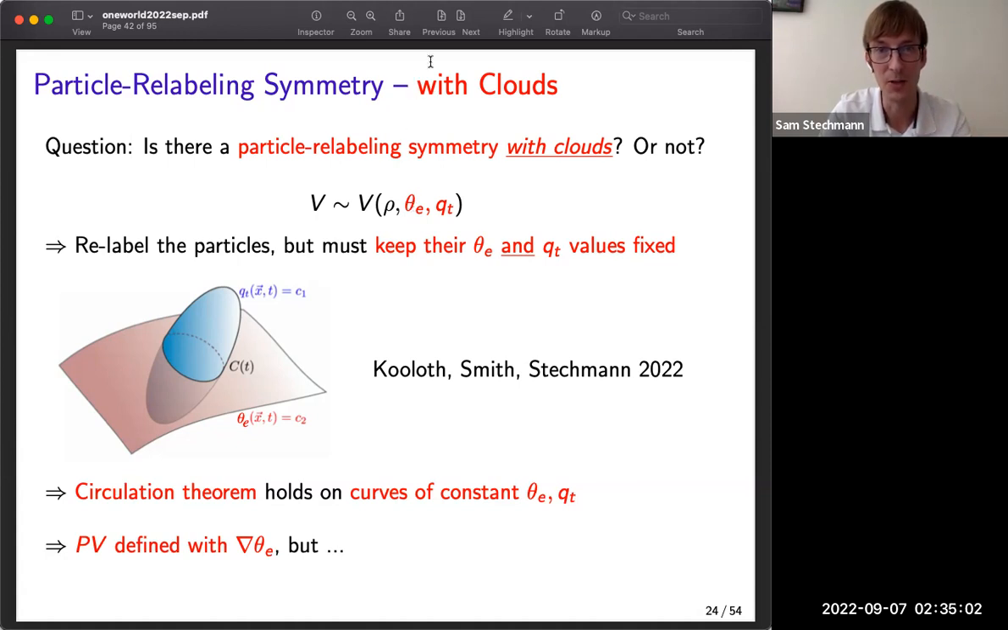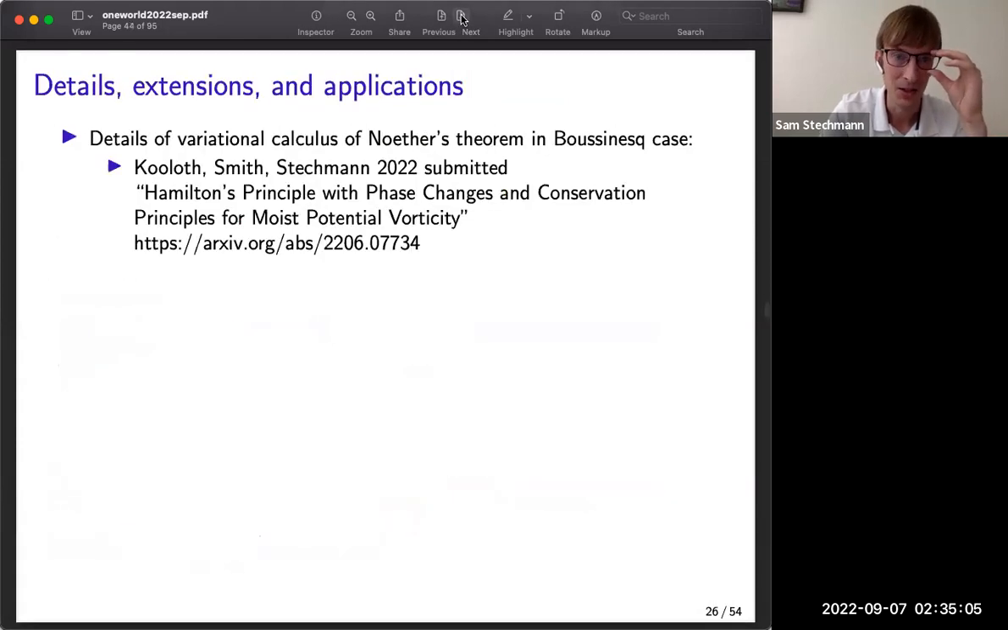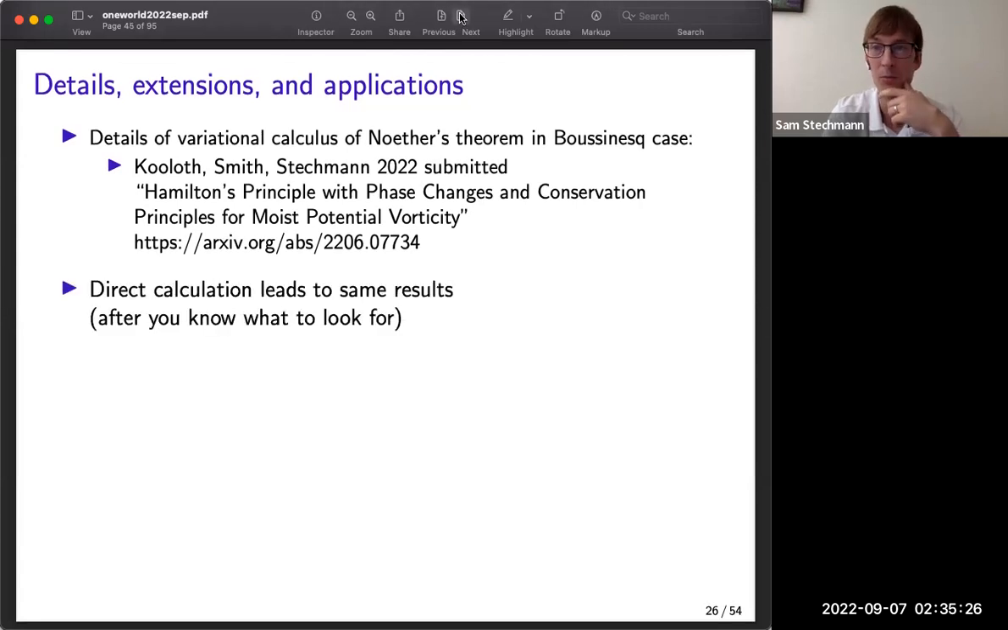Okay. I didn't talk at all about the details of this. So it all looks easy after you know the answer. What we did in this paper is we walked through all the details of the variational calculus of Noether's theorem in the Boussinesq case. And this work is submitted. The first words of it are Hamilton's principle. Then you can prove all these conservation theorems just by direct calculation, starting from the evolution equations. But in order to do that, you have to know what to look for first. We did all this work, and now that you know what to look for, you can see it just with direct calculation.